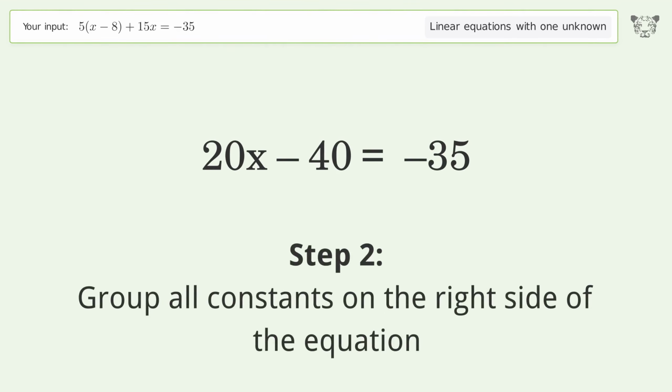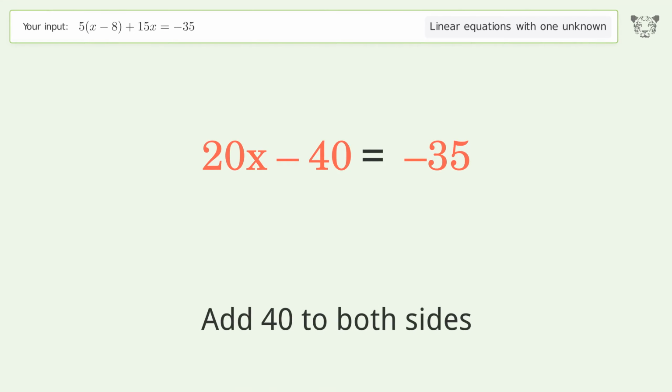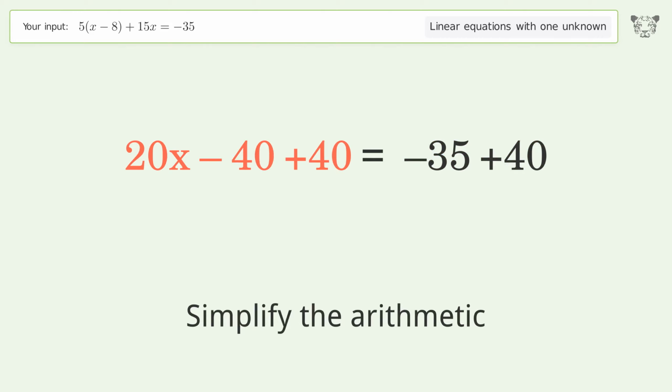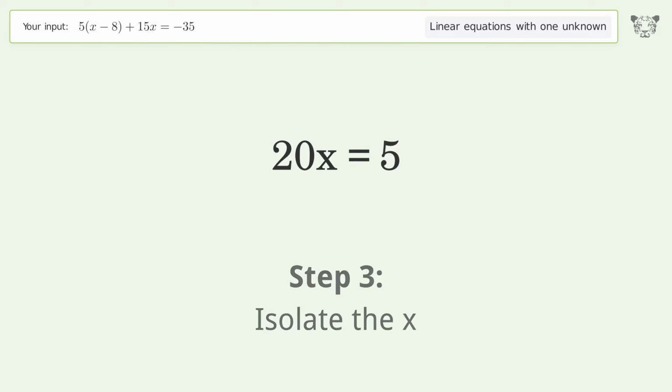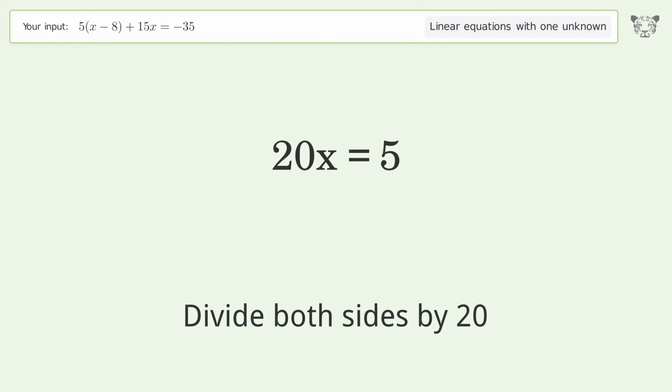Group all constants on the right side of the equation. Add 40 to both sides. Simplify the arithmetic. Isolate the x. Divide both sides by 20.